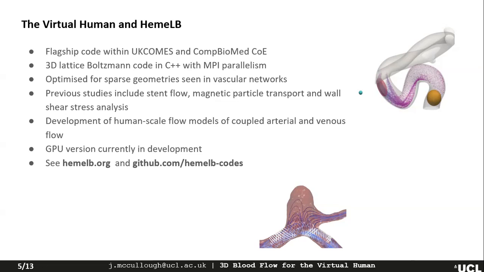Various studies that have been conducted previously with HemeLB include flow through stents in aneurysms, for example, magnetic particle transport, which has been used to simulate targeted drug delivery within a complex vessel shape, and also shear stress analyses from a more technical point of view in, for example, the blood vessels of an eye. And so what we're working on now in particular is the development of human scale flow models of coupled arterial and venous domains.